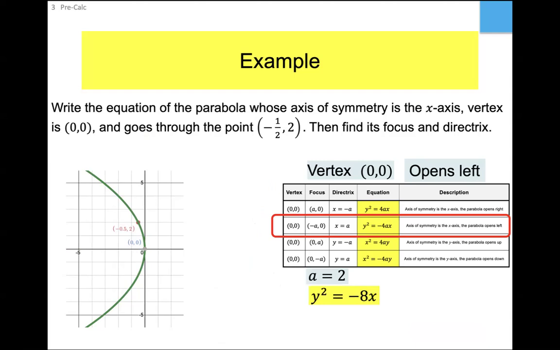All right. We didn't finally answer all the questions because it says find the focus and directrix. Well, it's sitting right there, circled in red. The focus is at (-a, 0), so a is 2, so (-2, 0). And the directrix is x is equal to a, so x is equal to 2. And that's how it's done. So this just adds one little bit of complexity there, right? Figure out what a is. You get a by plugging the given point into it.